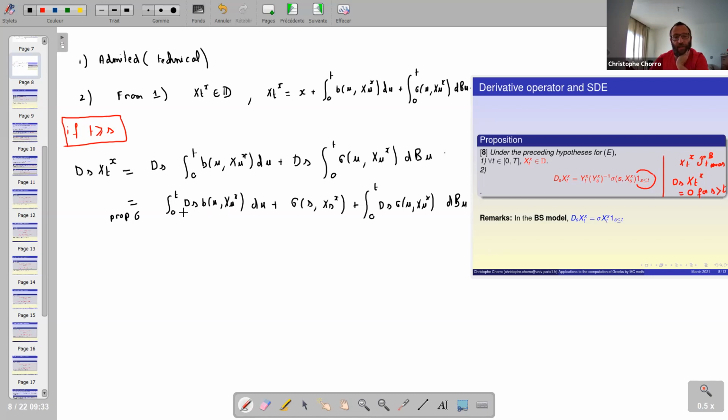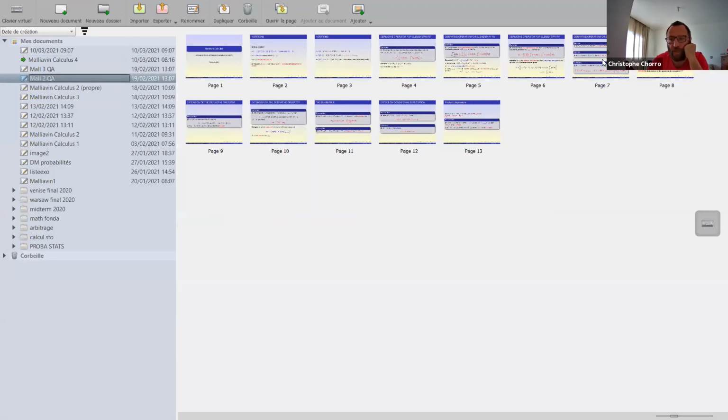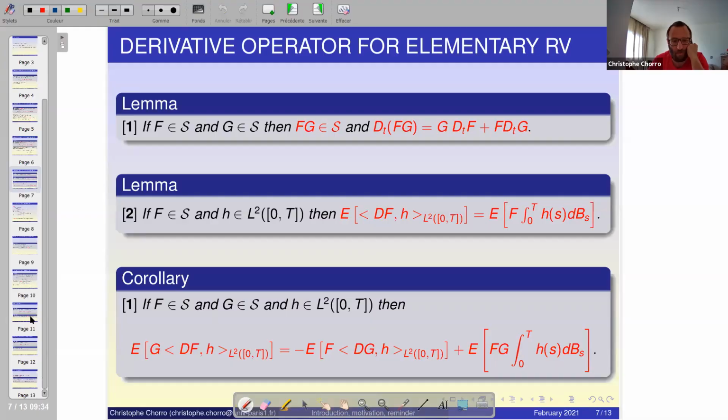So keep in mind now that I have to compute these terms here, this term and this term. And what I know is that B and sigma are C1 and Lipschitz in the second variable. So according to what we have proved together, that is not this one, excuse me, we'll prove it.